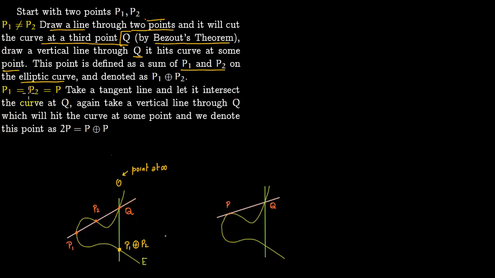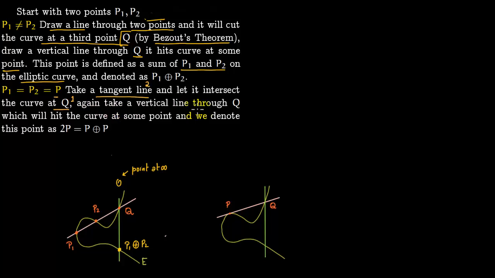Now if the points are the same point, so P1 equals P2 equals P, then you take a tangent line and let it intersect the curve at another point Q. Notice that the tangent line intersects the curve with multiplicity 2. So you will still have 2 plus 1, 3 points. That is the convention you take. The tangent line intersects the curve with multiplicity 2, so with respect to Bezout's theorem, you still have 3 points of intersection.